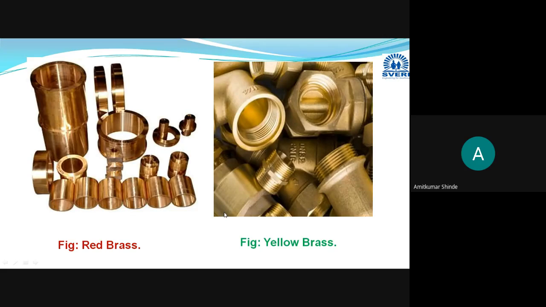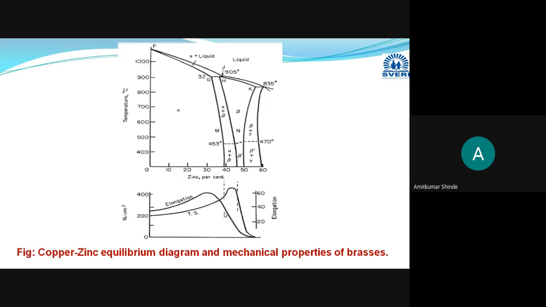Okay, and now the brasses can be classified depending on their structure. As we have seen here, there are alpha brass and alpha beta brass.